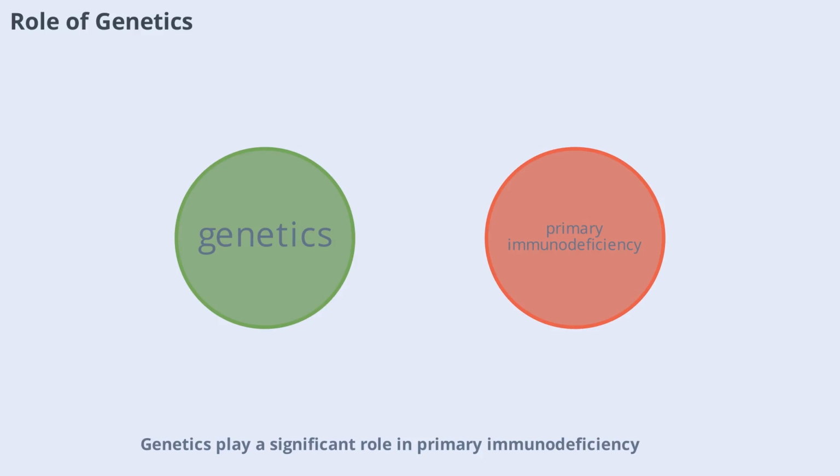Genetics play a significant role in primary immunodeficiency. Family history can provide important clues for diagnosis. Genetic counseling is available for families with inherited forms, helping them understand risks and options for future children. Advances in genetic testing have improved early detection and personalized treatment strategies.